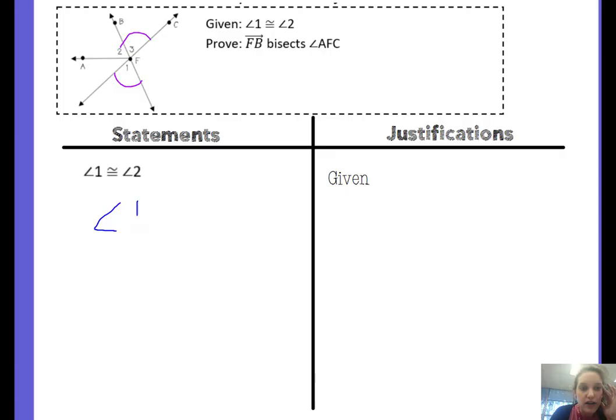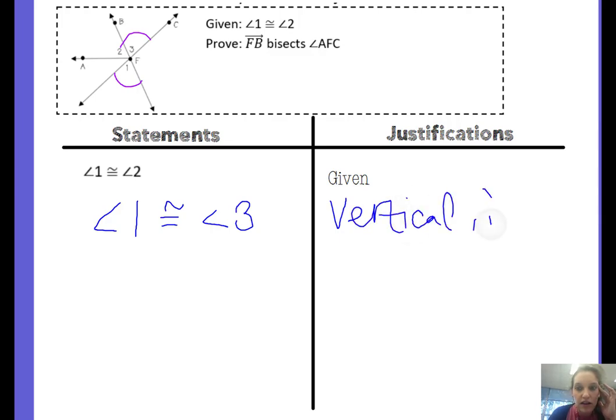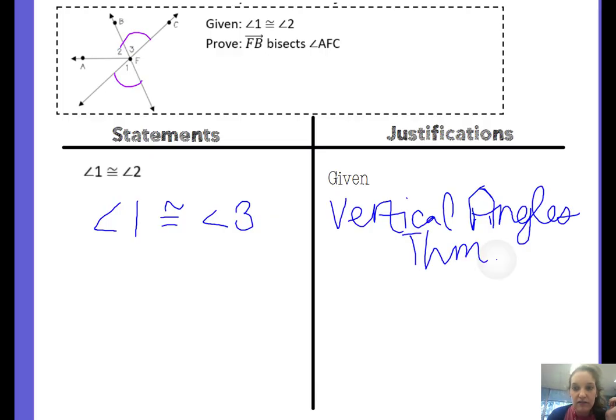So angle 1 should be congruent to angle 3. That is the vertical angles theorem. When I have vertical angles, they are congruent to each other by the vertical angle theorem.